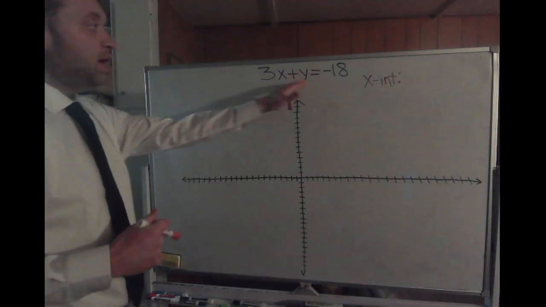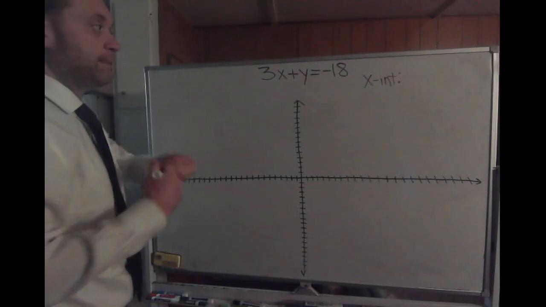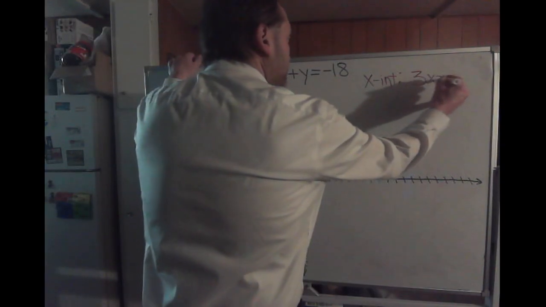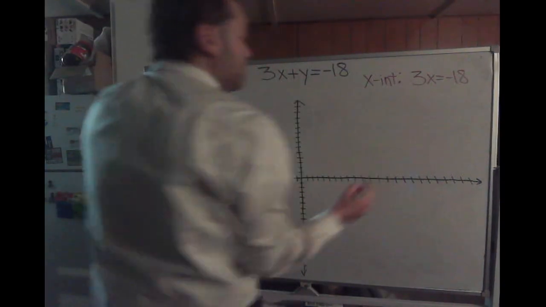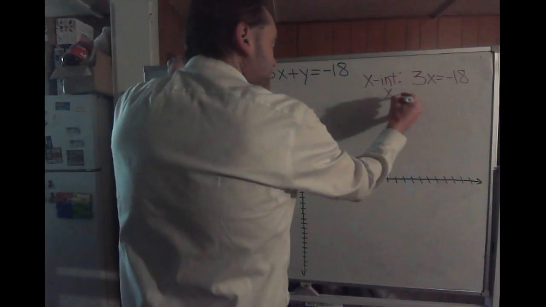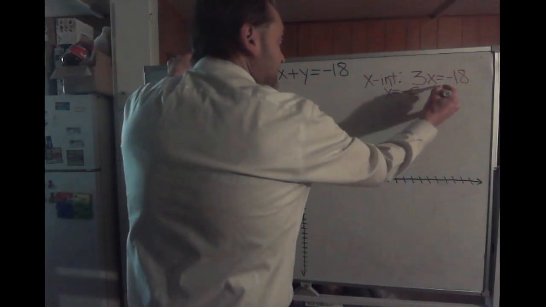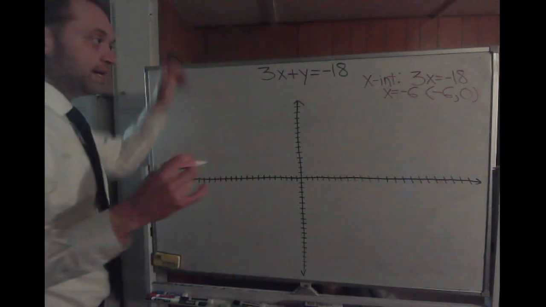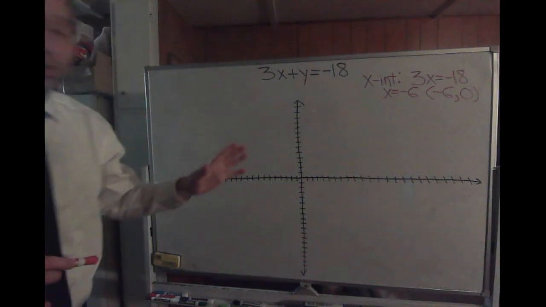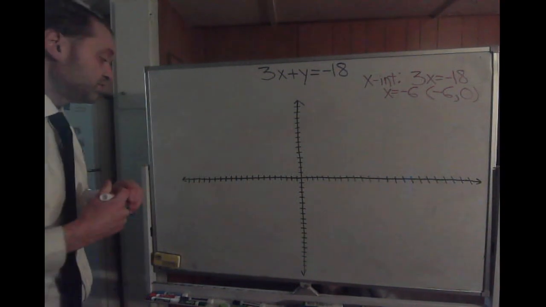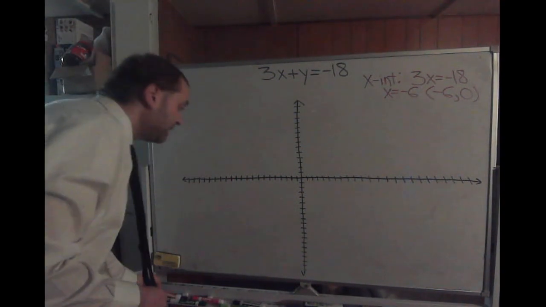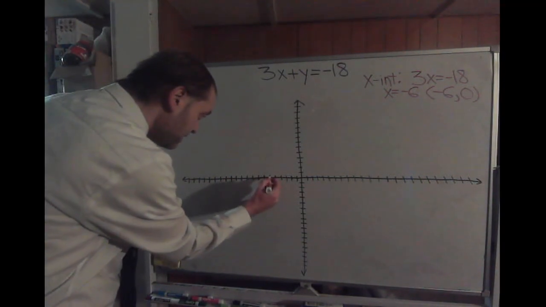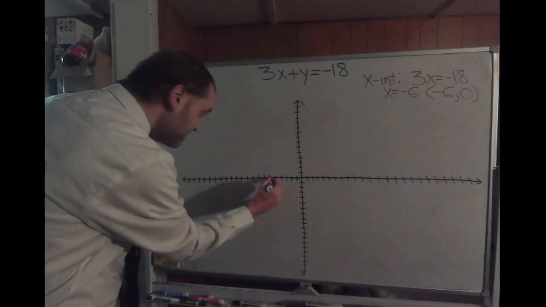So if I set y equal to 0 in this equation, I'm going to end up getting 3x equals negative 18, which would give me an x value of negative 6. That means my x-intercept would have to be at negative 6, 0, right? So my x-intercept for this particular graph would be at negative 6, 0. So let's go ahead and plot negative 6, 0. 4, 5, 6. All right, so here's the point negative 6, 0 right there.